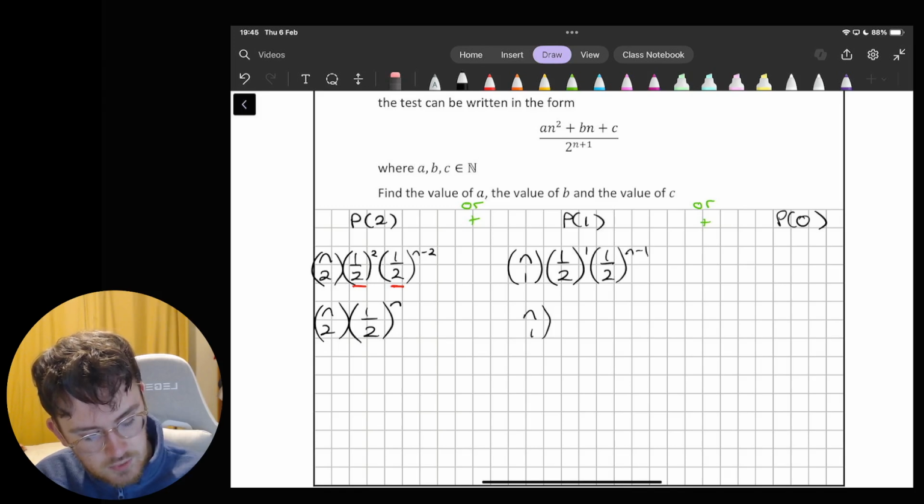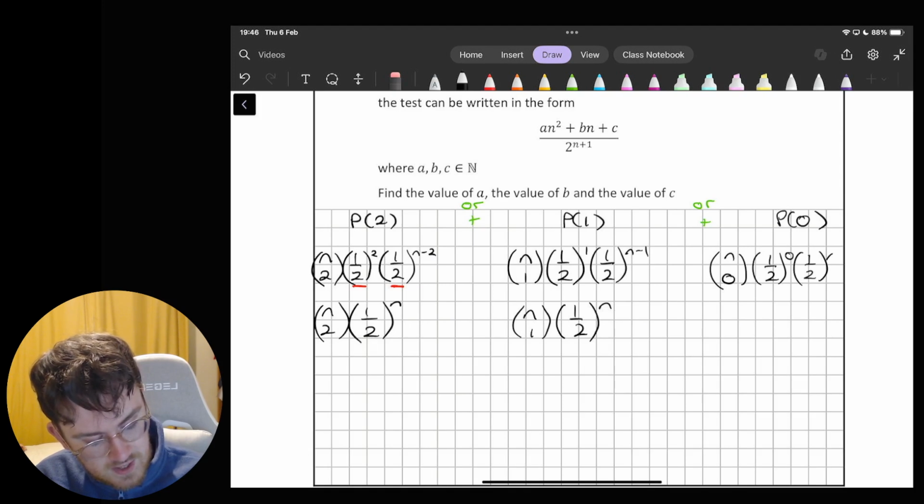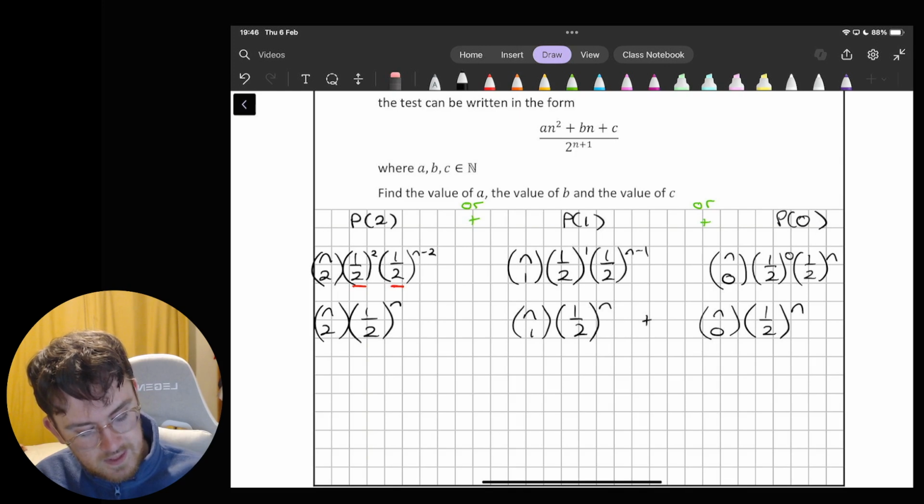So we actually end up with the same situation here, where it's n choose 1, but a half to the power of n. And again, we're going to end up with the same thing in the next one. A half to the power of 0, and then a half to the power of n. So again, n choose 0, a half to the power of n. Okay, we're going to be adding all of these.